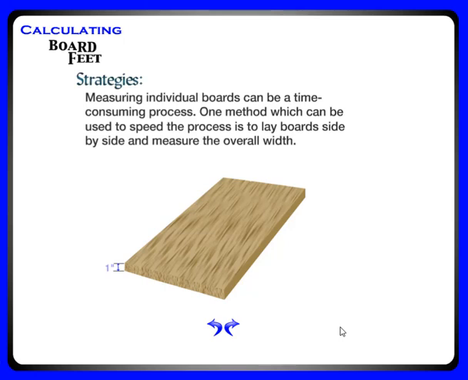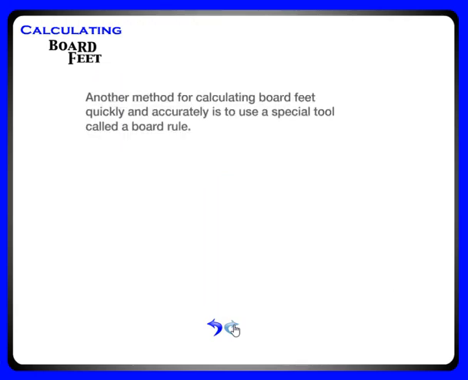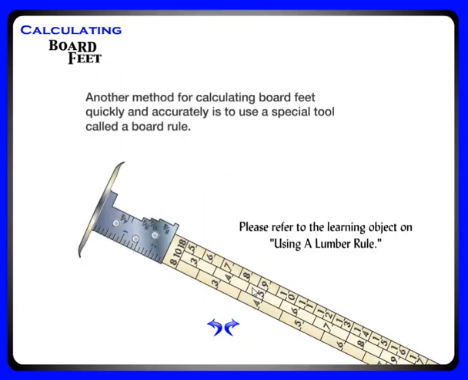When you're calculating board footage for numerous pieces, a way to simplify it is to combine all those pieces, set them side by side, push them together, and measure the overall width, assuming they're a certain thickness, and the overall length, and you can quickly calculate rather than calculate each individual board and have to do rounding. Another method is to use a lumber rule, and that is covered in a separate video.